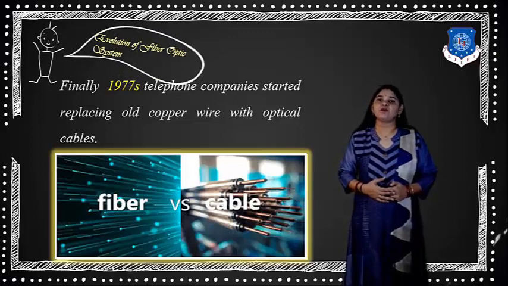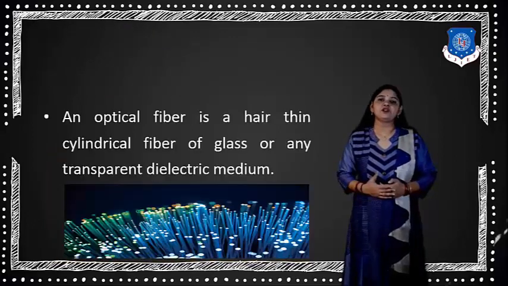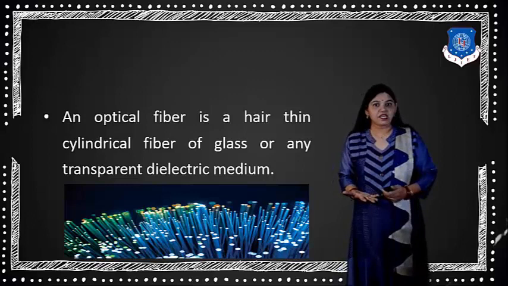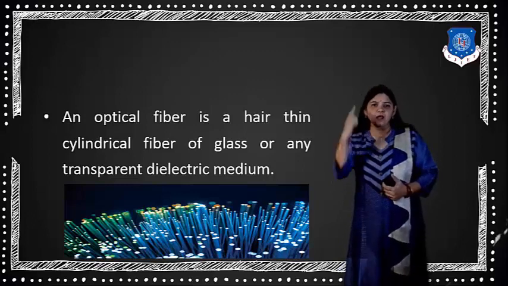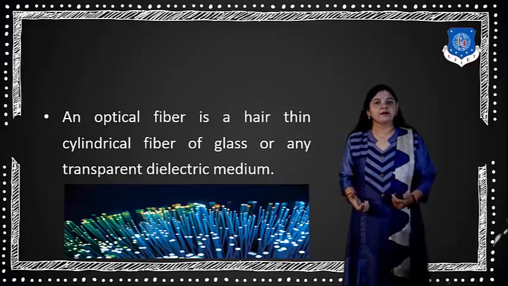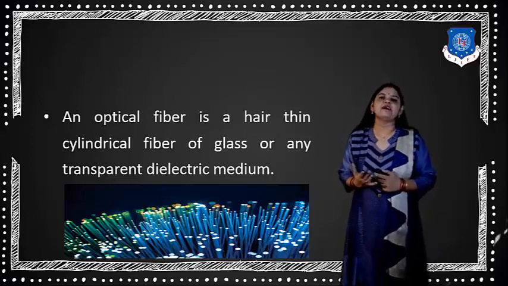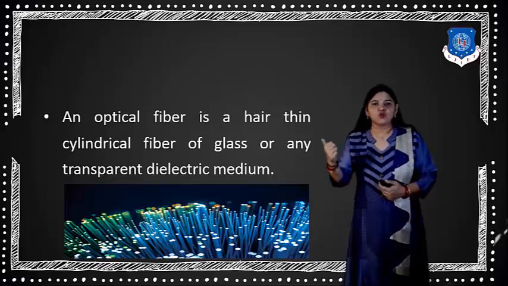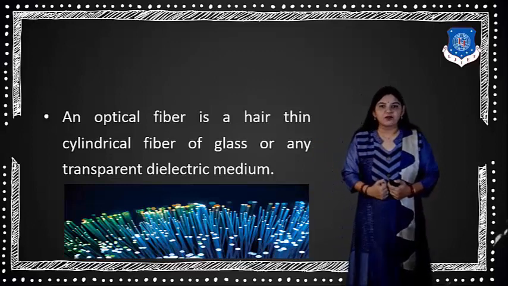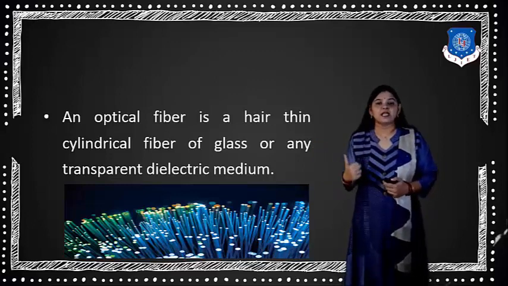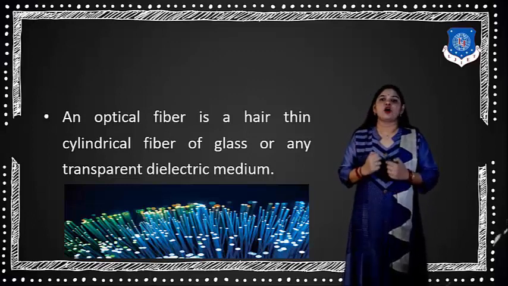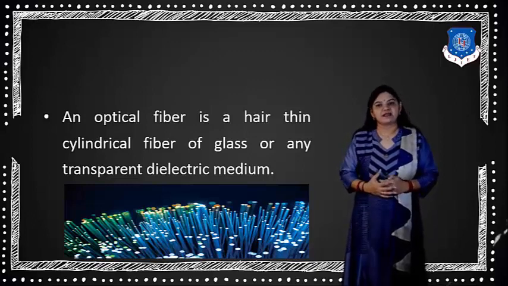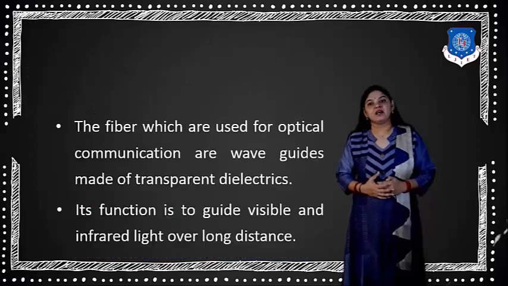So these are the various stages of evolution in fiber optic communication, and we can see that it's a very thin wire, like a human hair, and the compact size is again an advantage, with lesser loss compared to copper cable. So what is this? An optical fiber is a hair-thin cylindrical fiber of glass or any transparent dielectric medium, and it is used for transmitting signals.